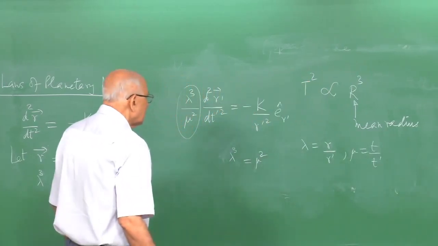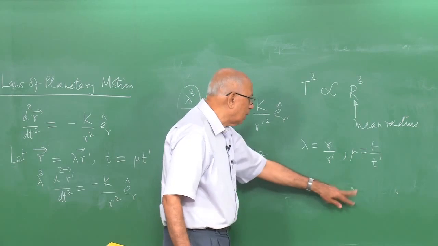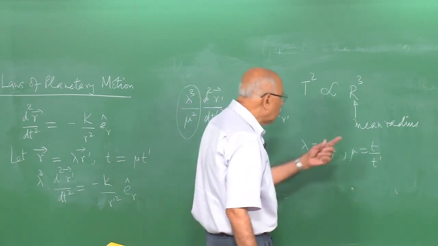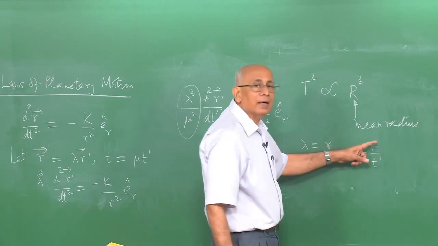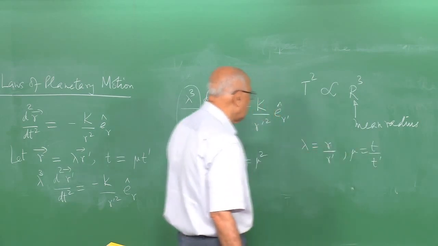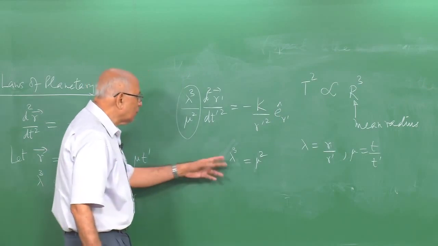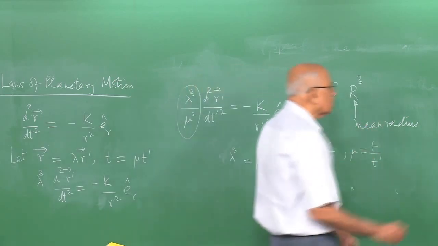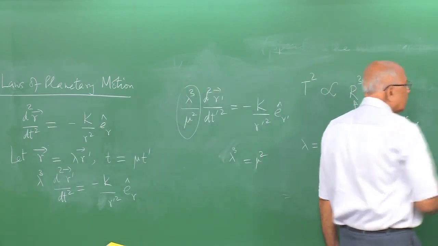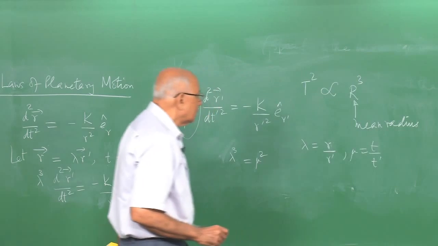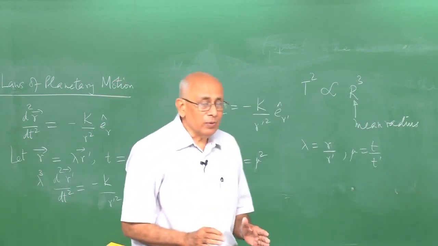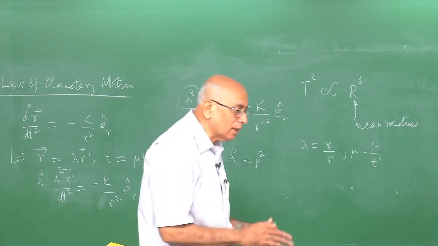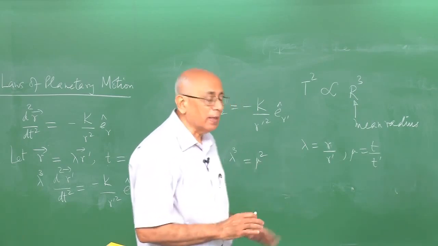That implies that if you have two length scales in the problem, r1 and r2, and the ratio is lambda, and you have two time scales in the problem, with ratio mu, t over t prime, then the square of this ratio is equal to the cube of this ratio, which is precisely this law. This doesn't prove that the planets move in ellipses. It doesn't prove that the sun, the center of attraction, is at one of the foci. It doesn't do any of that.